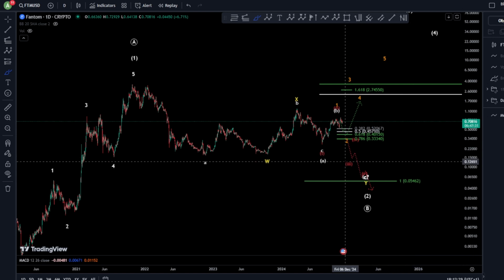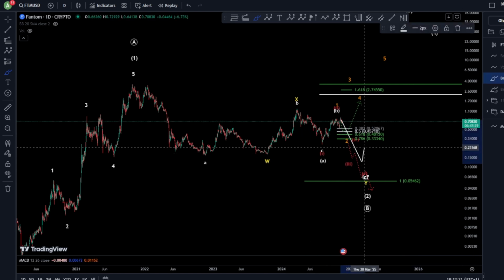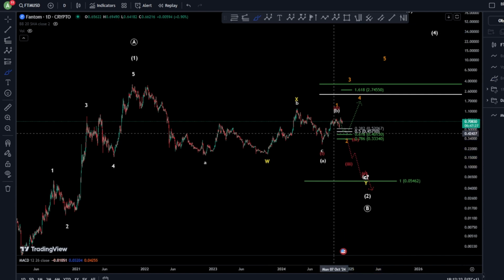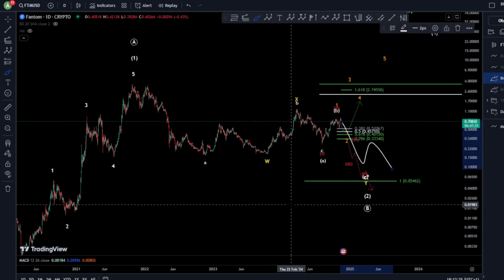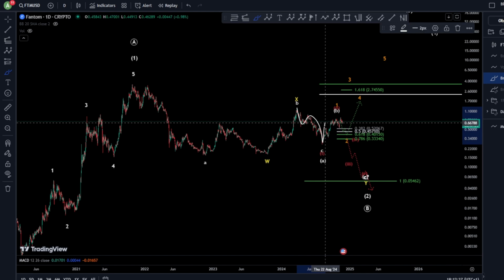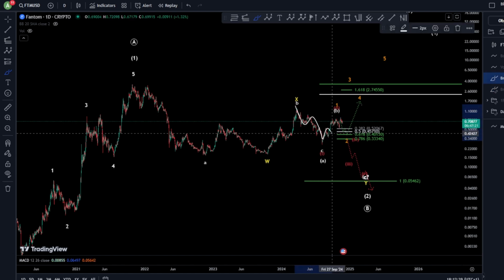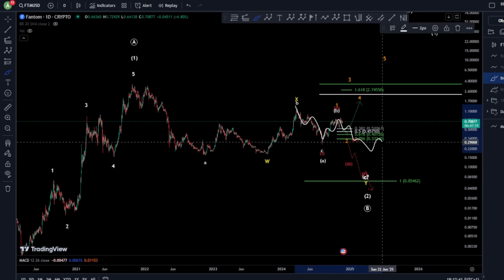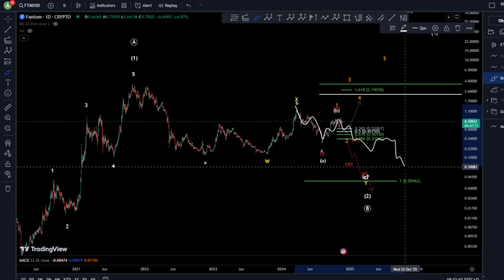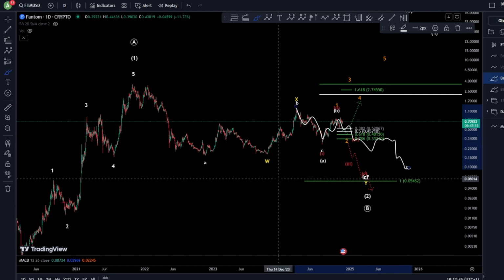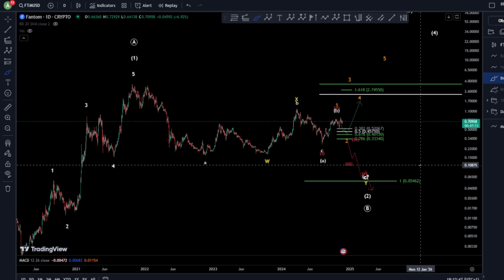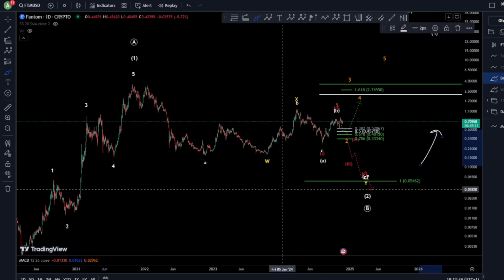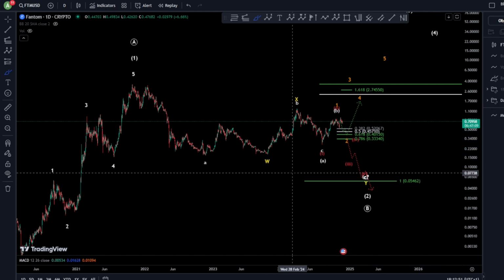Now, in that scenario, of course, you would like to see a continuation for an ending diagonal here, possibly because we are in a zigzag. So possibly we need to continue as a zigzag, and then of course to have 5 waves finally finishing here somewhere as an ending diagonal. And therefore, of course, again, looking for higher prices.